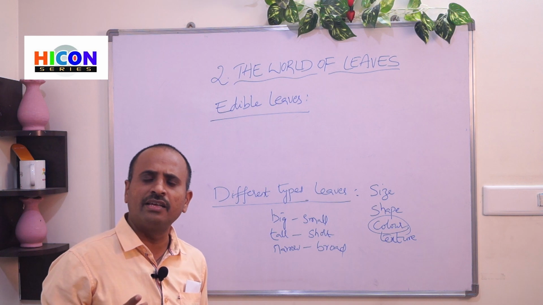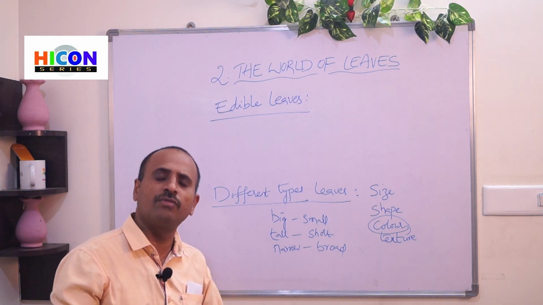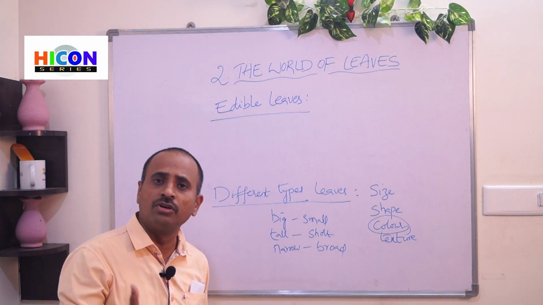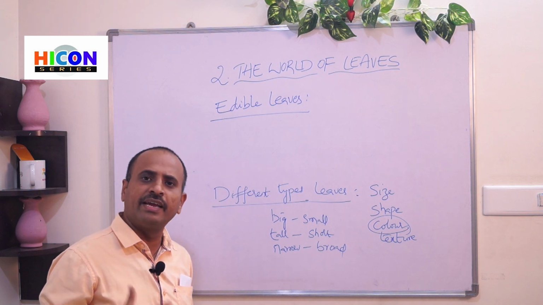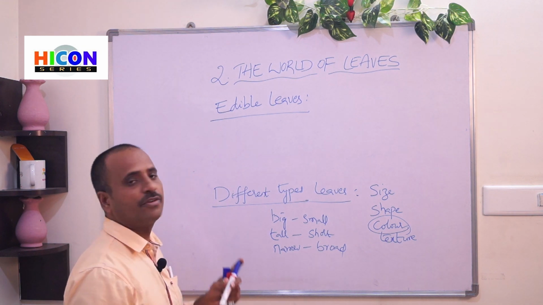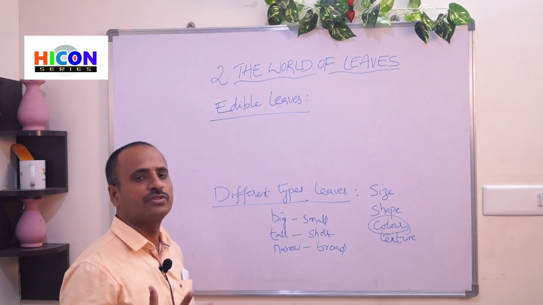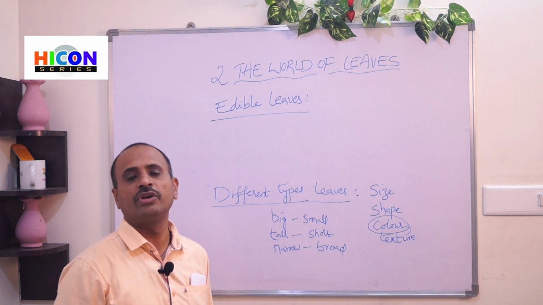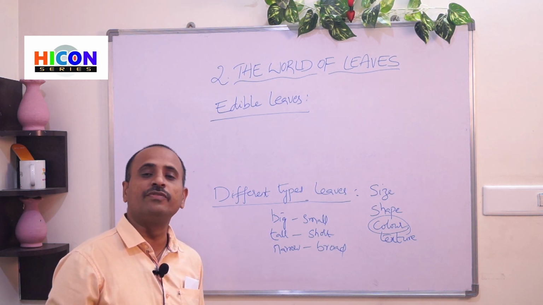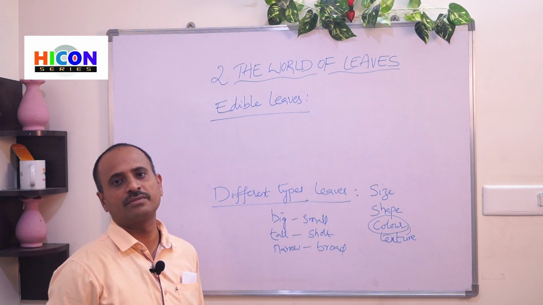So we can eat the leaves of some plants in our food. We can cook those leaves and take those leaves as a food. That's why those leaves are called edible leaves. So edible leaves means leaves which we can eat.